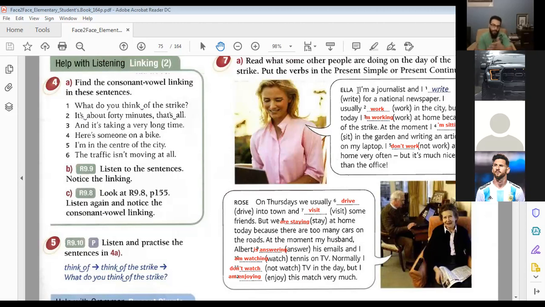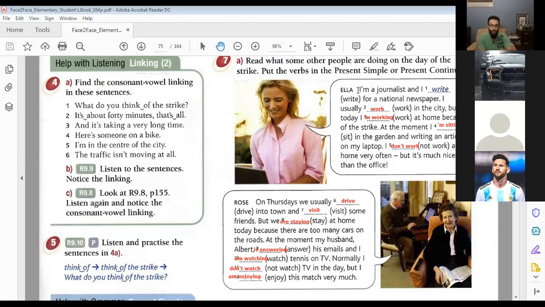And of course this will change people's plans. It means they can't go to work by bus, they can't go to work by tube or by train. They have to drive. And because everybody is driving, there's so much traffic on the road. You get the idea? So some people, they have to stay at home. Like Ella, she's at home. She's stuck at home because there's too much traffic. She can't go out. And the same thing with Rose and her husband, Albert. They're also stuck at home because of the traffic. Do you get the idea?